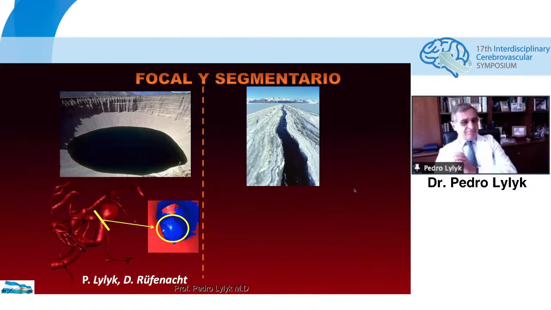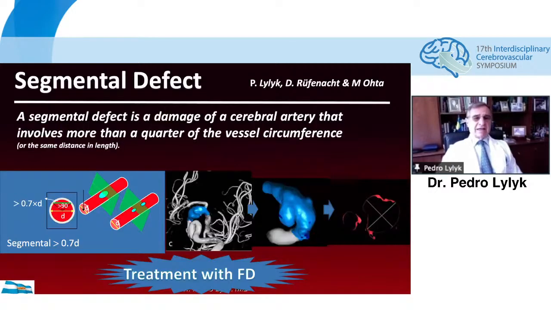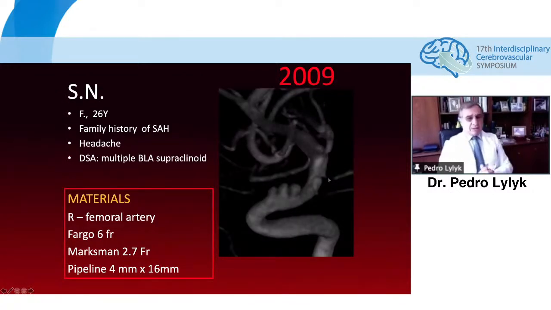But I think the most important thing is to understand the concept. Which arteries do we need to reconstruct? And those are the segmental arteries. We understood that with Makoto, Ota, and Daniel very early on in our experience, and we came up with those concepts. The segmental defect is something that involves more than a quarter of the vessel circumference or the same distance in length, which is important. This is the way that we start. This is a segmental defect.